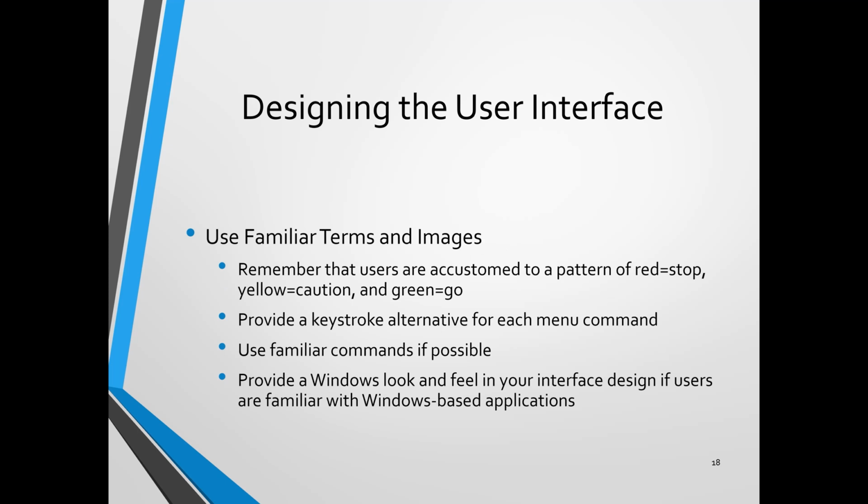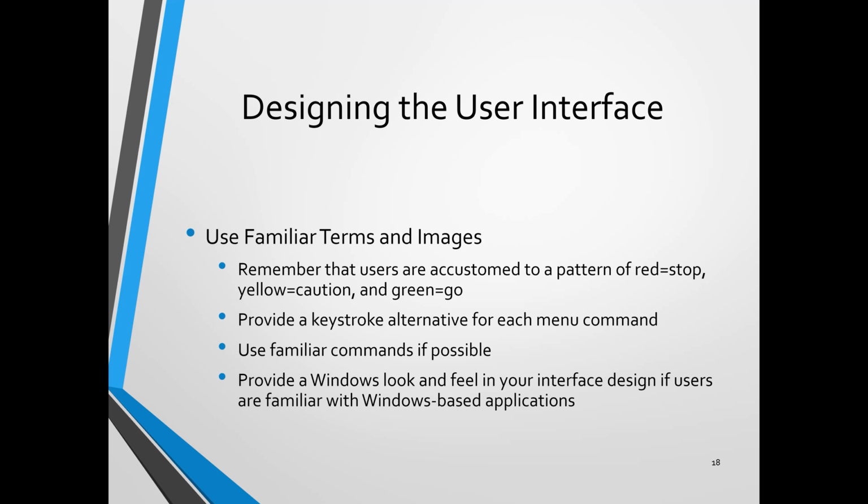Next, you should use familiar terms and images. Remember that users are accustomed to a pattern: red means stop, yellow means caution, and green means go. So you can see that if you use red to mean go and green to mean stop, the users will be confused, and they cannot use the system smoothly. Remember that human beings have accustomed patterns, in the colors and the icons that they use as well.